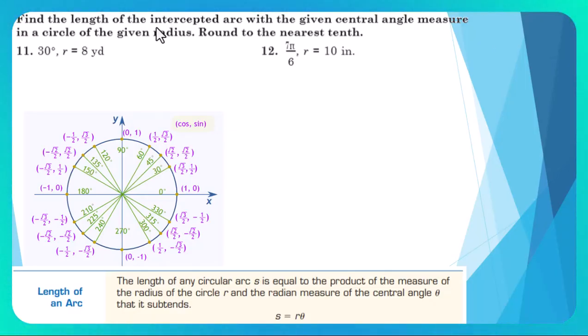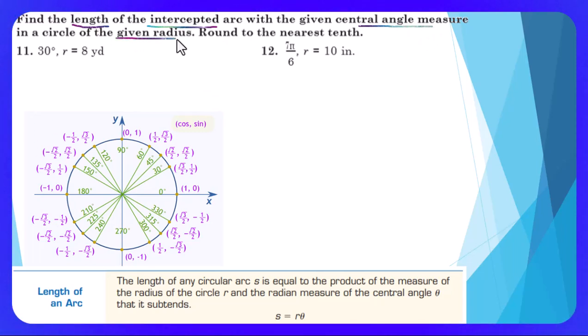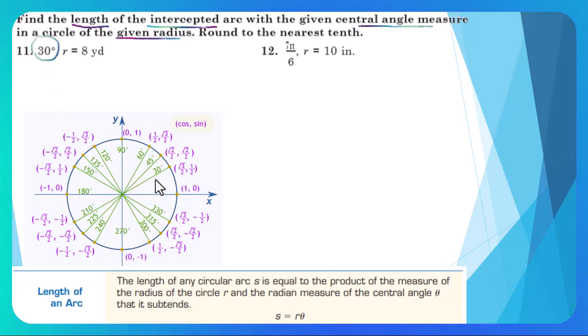Question number 11: we want to find the length of the intercepted arc with the given central angle measure in a circle. We're given the radius and we want to round to the nearest tenth. The first thing we're going to do is look at the angle measure. Let's go to our unit circle and find 30 degrees. 30 degrees, let's do that conversion.